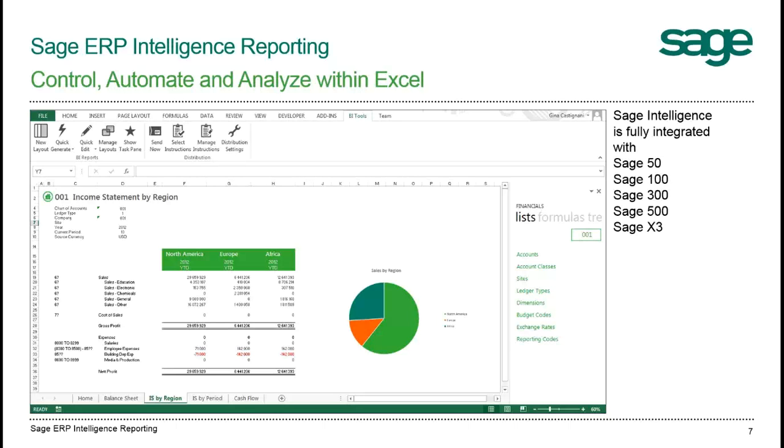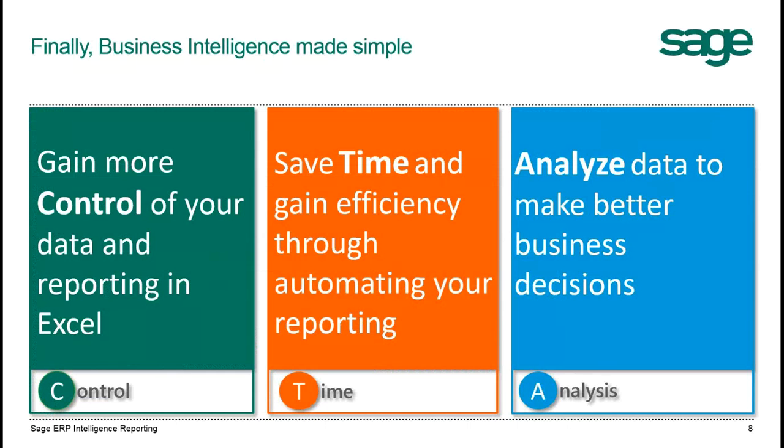So to go a little bit further on Sage Intelligence, when we were building the solution, there were really three key things that we were focusing on, or key principles. And you see them on your screen here: control, time, and analysis. One of the things we wanted to be sure of was that we were giving our customers more control of their reporting, and it allows you to do that in several ways. We're going to talk about three of them.